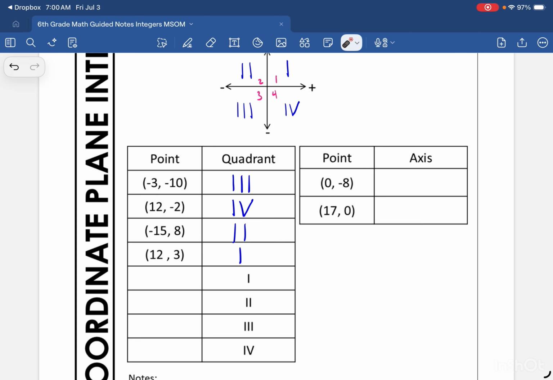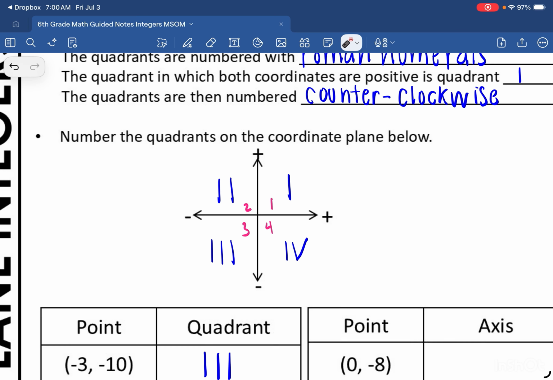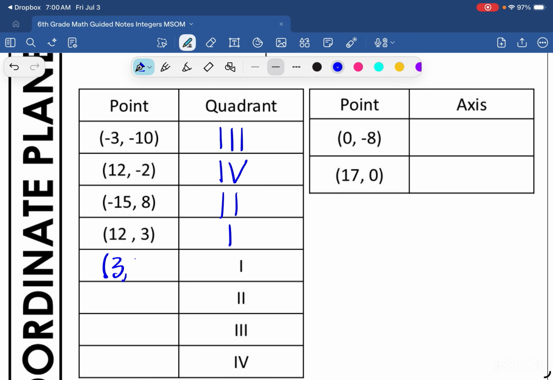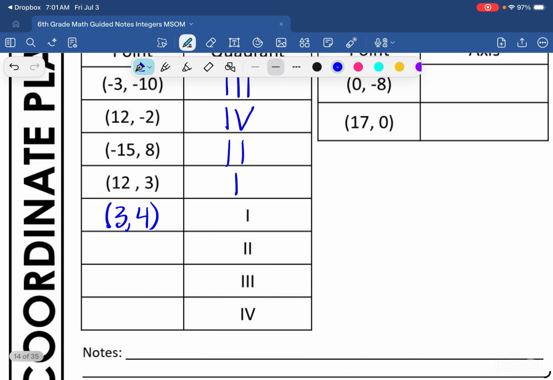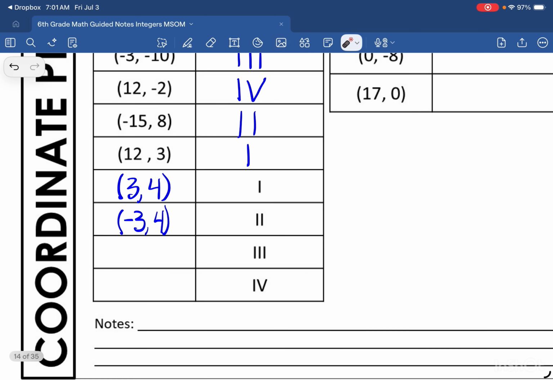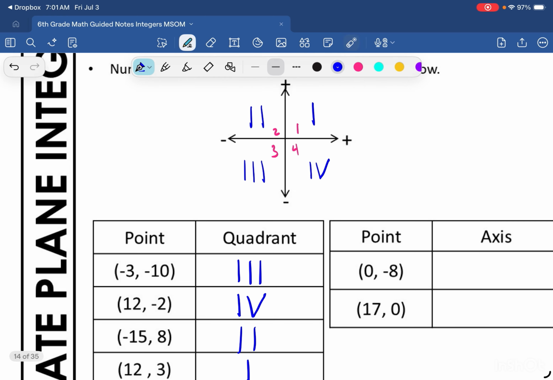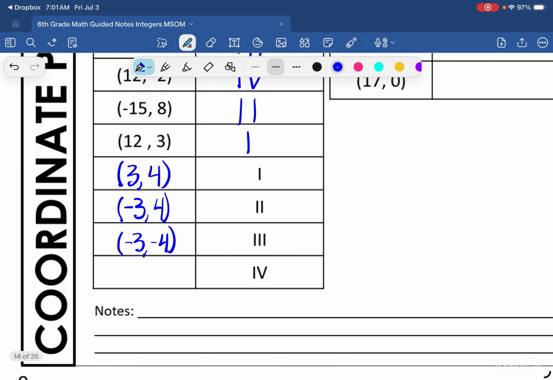Now we are given quadrants and I need to write points that would fit in that. So quadrant 1 would be a positive and a positive. So 2 positive numbers. Let's just say 3, 4. Quadrant 2, that would be a negative and a positive. We'll say -3, 4. Quadrant 3 would be a negative and a negative, to the left and down. We will say -3, -4. Quadrant 4 is positive to the right, down, negative. So a positive, then a negative. So we will say 3, -4.